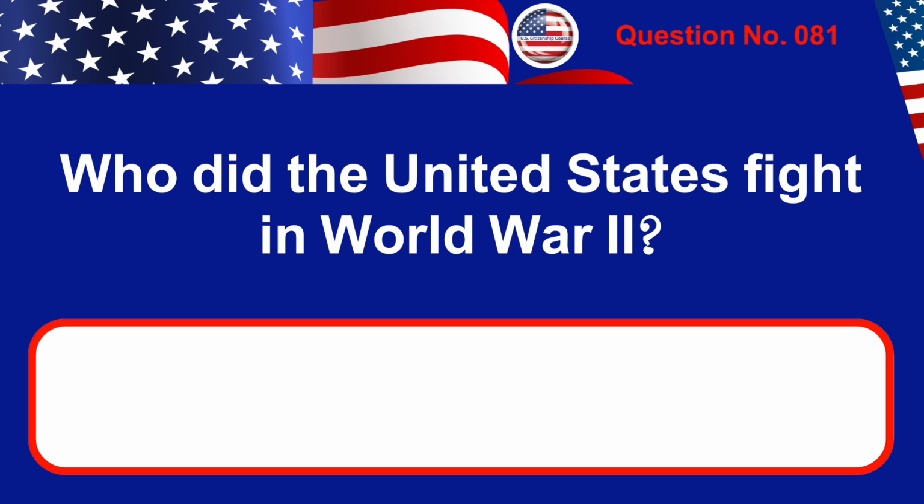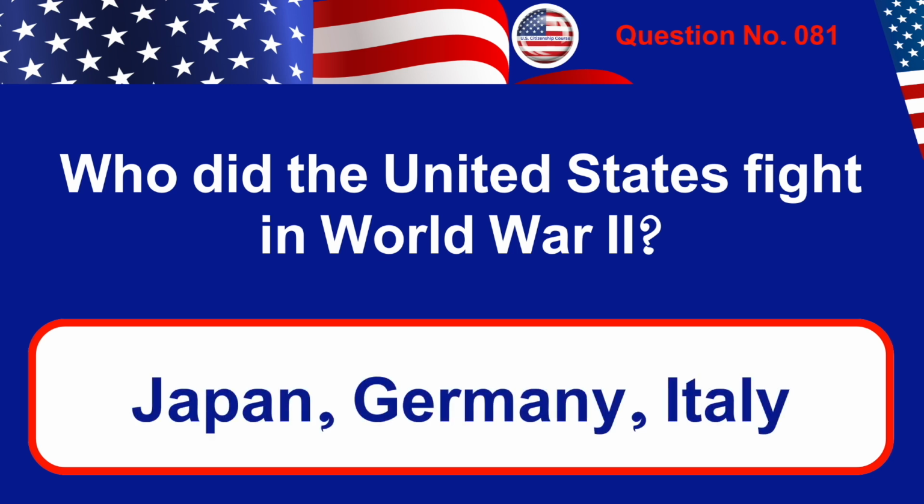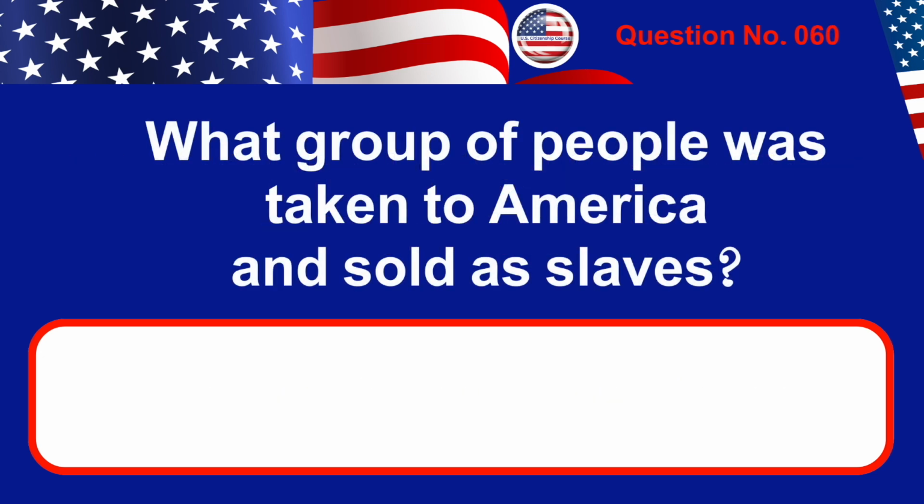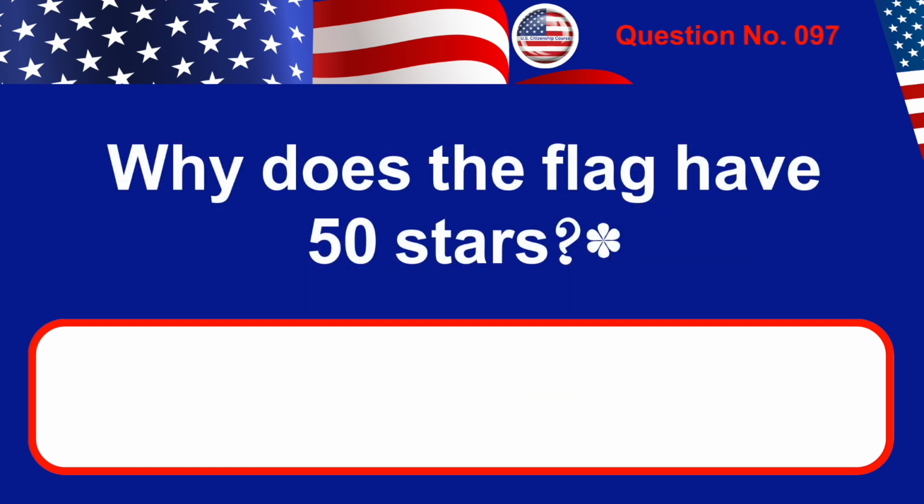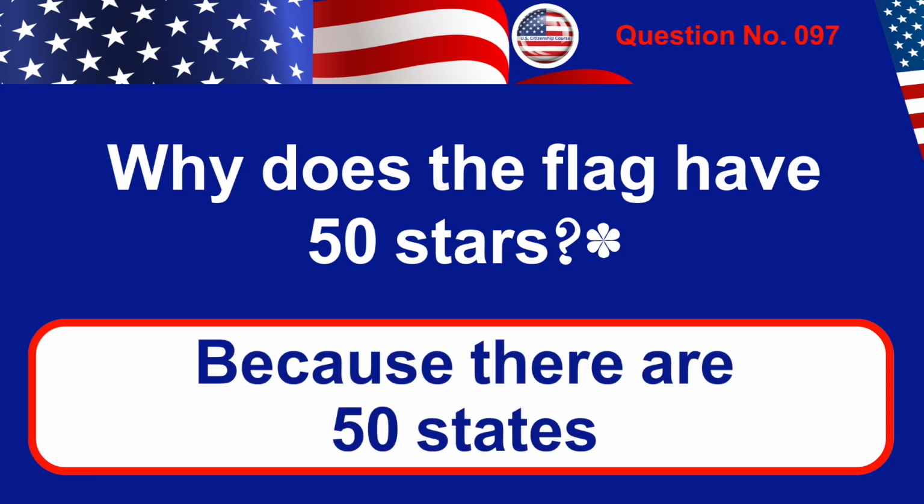Who did the United States fight in World War II? Japan, Germany, and Italy. What group of people was taken to America and sold as slaves? Africans. Why does the flag have 50 stars? Because there are 50 states.